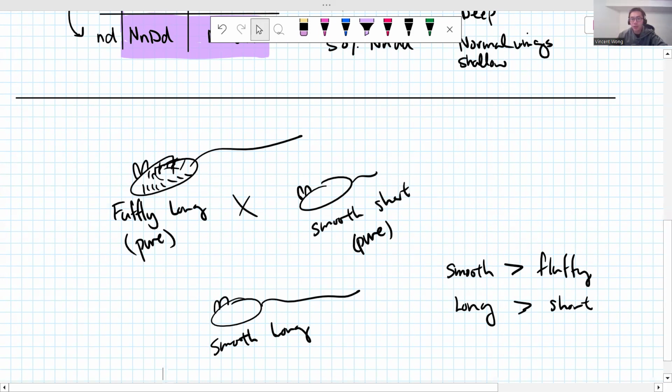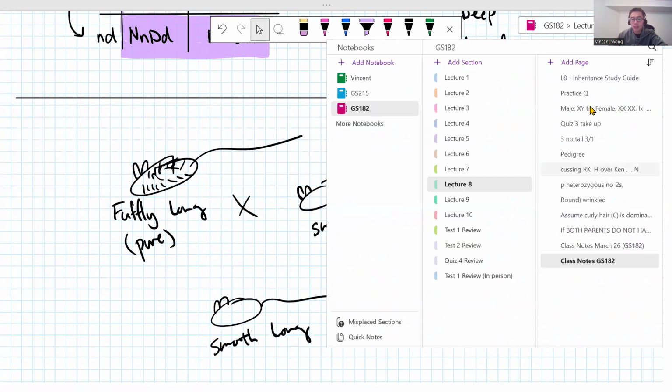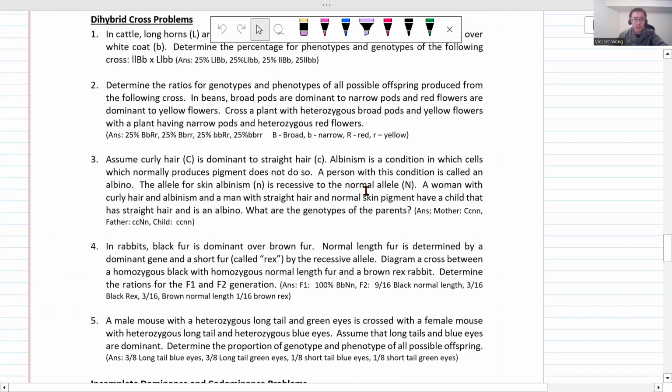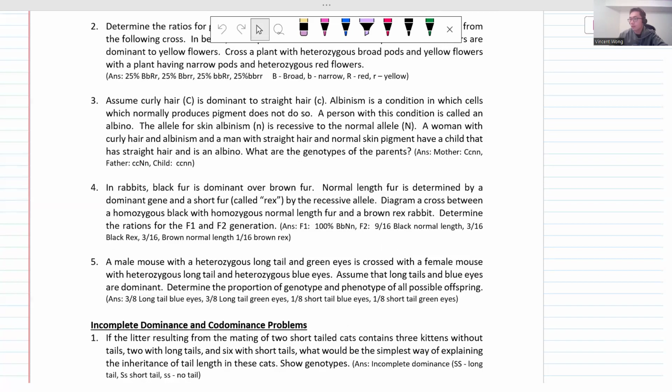Okay, any other questions? What about these ones, like the study guide questions? Do you guys need me to take up any of these at all? Yes, please. Can you take number 4, the rabbits? Okay, the dihybrid cross, this one? Yes. All right, let's do it.